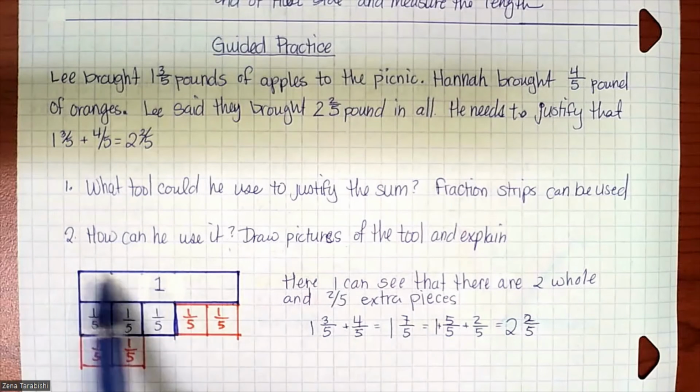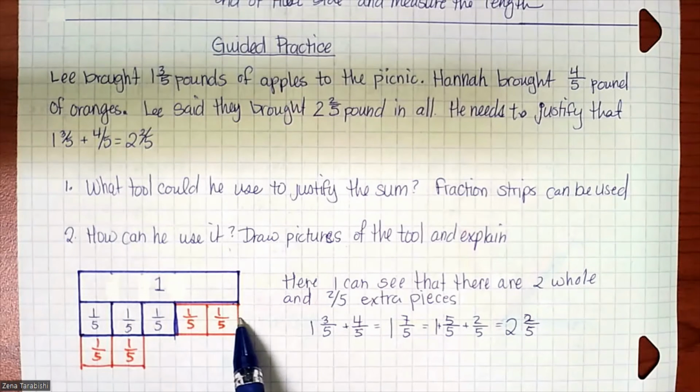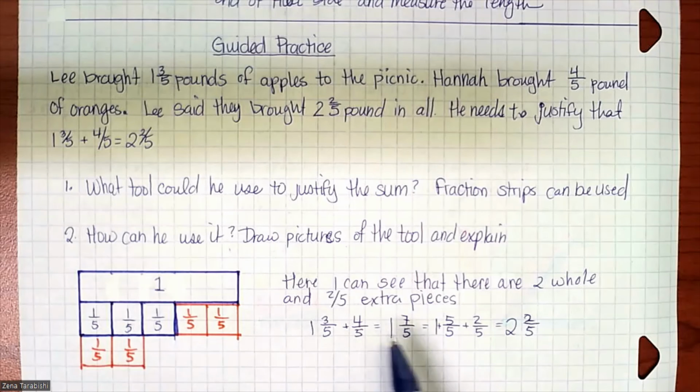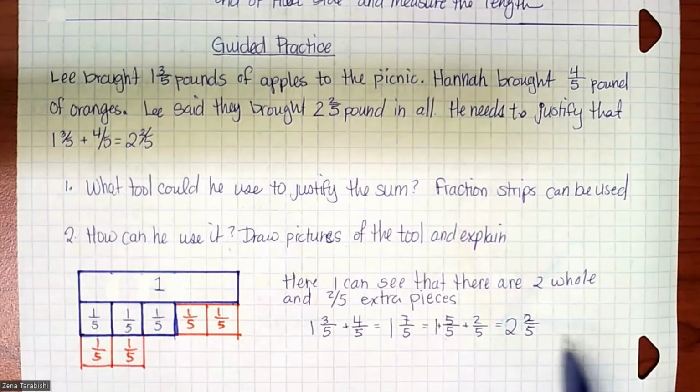So 1 3/5, so here's my 1 whole and 3/5 pieces. And then I added the 4/5 pieces to fill up that line plus the extra 4/5 pieces underneath. So here I can see I have 1 7/5, right? So 1 7/5 is the same thing as saying 1 5/5 and 2 more fifths. We know the 5/5 is 1 whole, so 1 whole plus another whole, that's 2, plus 2/5 equals 2 2/5.